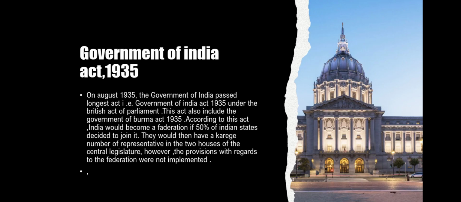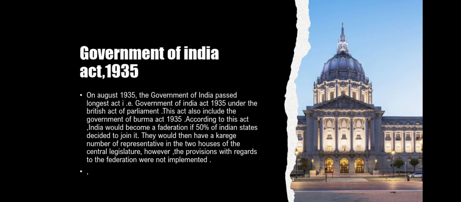Moving to the next slide. Government of India Act 1935. In August 1935, the Government of India passed the longest act, that is, the Government of India Act 1935, under the British Act of Parliament. This act also includes the Government of Burma Act 1935.